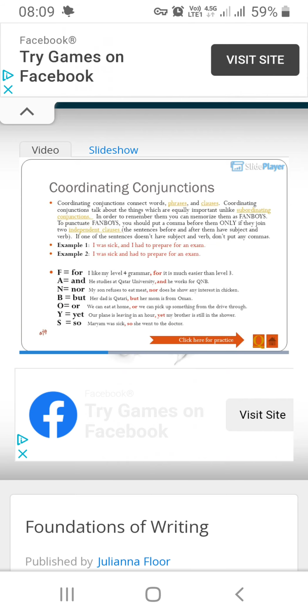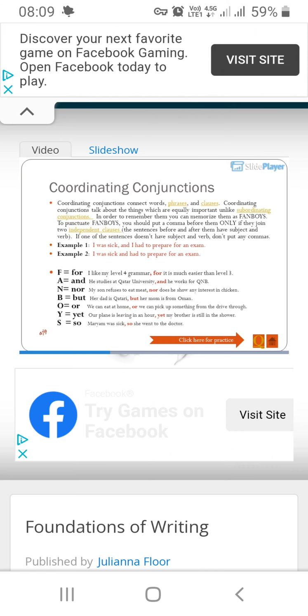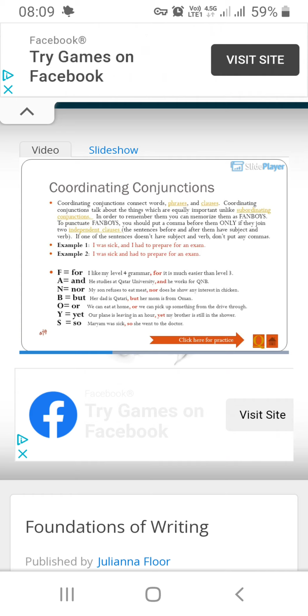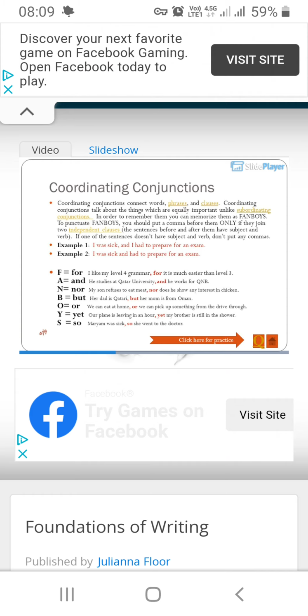Coordinating conjunctions. Coordinating conjunctions connect words, phrases, and clauses. Coordinating conjunctions talk about the things which are equally important, unlike subordinating conjunctions. In order to remember them, you can memorize them as FANBOYS.